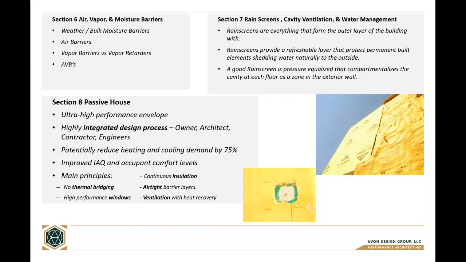Section 8 talks about passive house and how an ultra high performance envelope can be developed by the owner, the professionals, the contractors, as well as others in the process, to potentially reduce heating and cooling demand by as much as 75%, and improve indoor air quality through the main principles of continuous insulation, eliminating thermal bridging, airtight barrier layers, high performance windows, and ventilation with heat recovery.